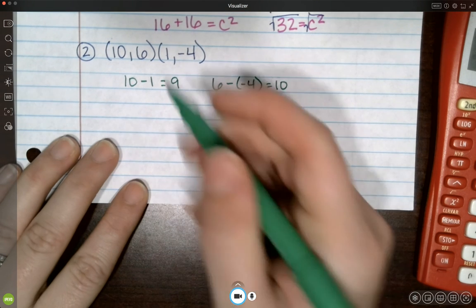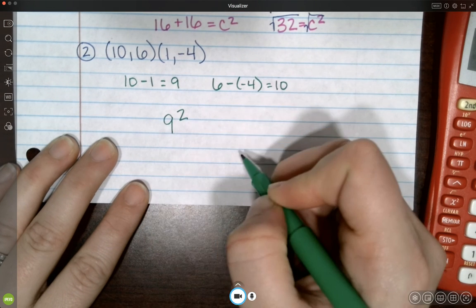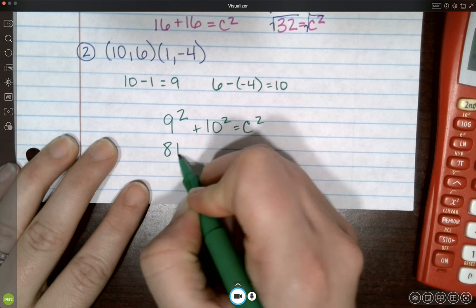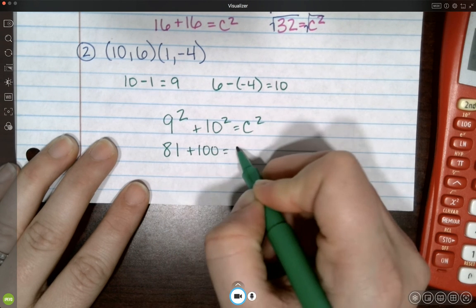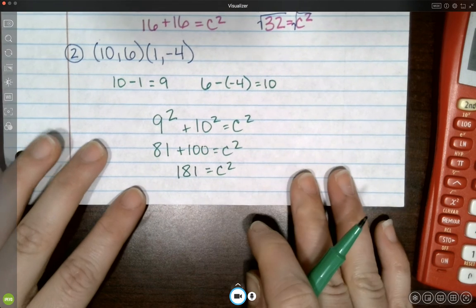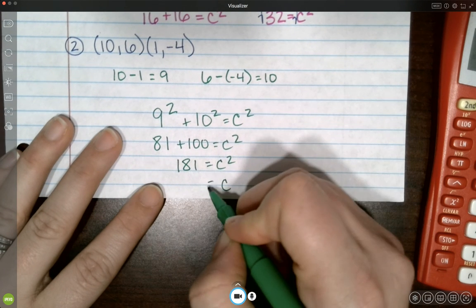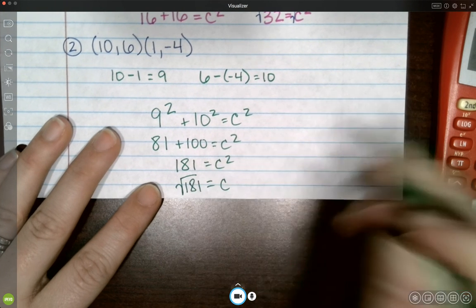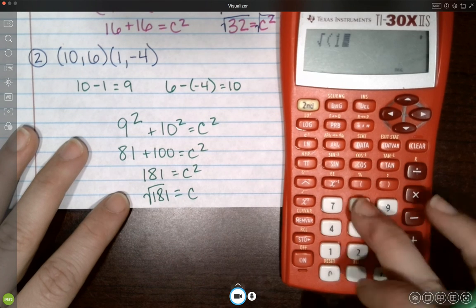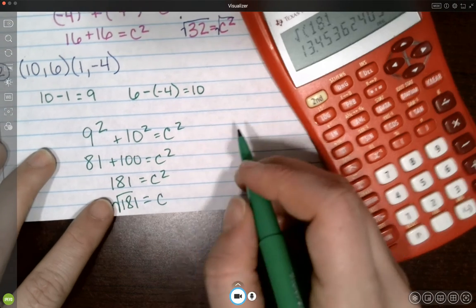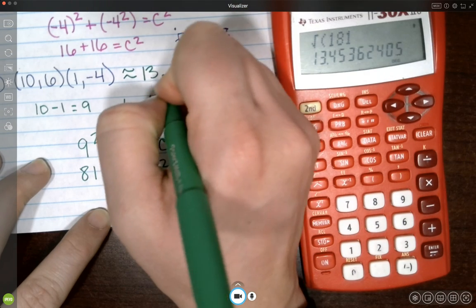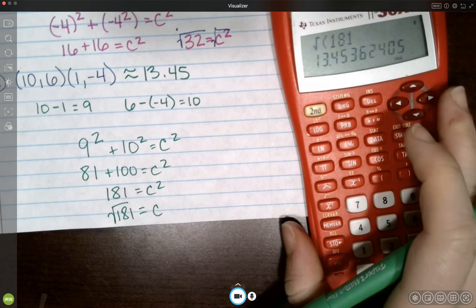So now I'm going to plug this into my formula. 9 squared plus 10 squared equals c squared. 81 plus 100 equals c squared. 181 equals c squared. And again, that's not a perfect square. So my distance is the square root of 181. Or I can type it into my calculator and I can say the square root of 181 is approximately, so this distance is approximately 13.45, whatever my unit of measure is.